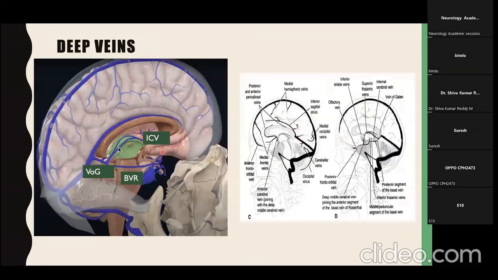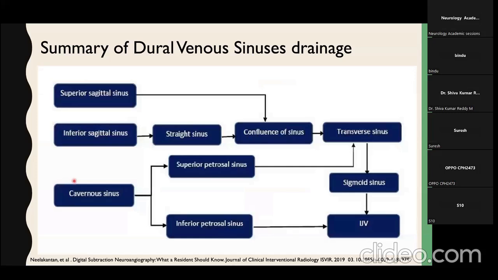Deep veins we have already discussed. These are the internal cerebral veins, basal vein of Rosenthal and vein of Galen, which drain into the straight sinus. This is the dural venous sinus drainage, where the superior sagittal sinus runs posteriorly and joins the confluence of sinuses. The inferior sagittal sinus drains into the straight sinus, which meets the confluence of sinuses, which drains into the transverse sinuses. The transverse sinus drains into the sigmoid sinus, which opens into the IJV. The cavernous sinus communicates with the transverse sinus through the superior petrosal sinus and with the IJV through the inferior petrosal sinus.